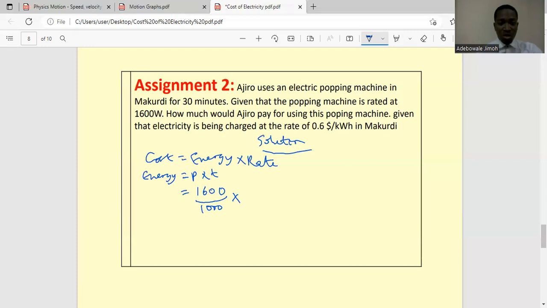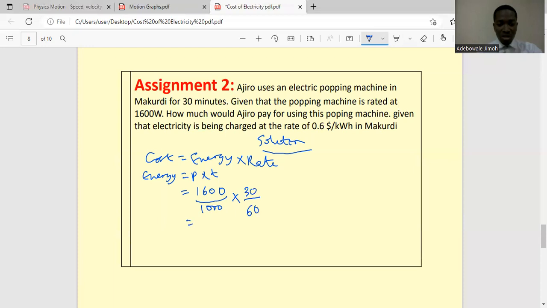In this question, you have our time as 30 minutes. You must convert it to hour by dividing by 60. Why do we always express our time in hour? Because our rate is always given in per kilowatt hour. So our power must be in kilowatts, our time must be in hours. So let's evaluate this.